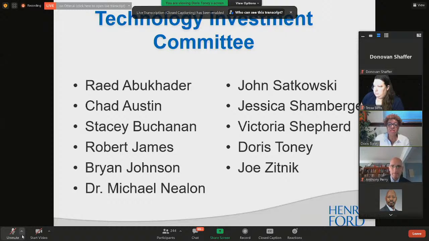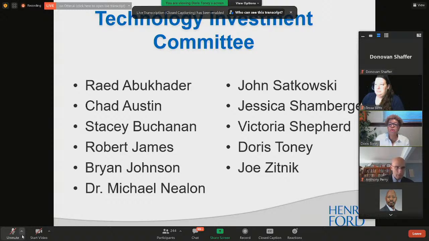These are the members that serve on the Technology Investment Committee. Raid, everybody knows him. Chad Austin, Stacy Buchanan, Bob James, who has served as the chair for a number of years, and he has been just a tremendous support and help to me when I stepped in last year to chair this committee, and he continues to serve. Brian Johnson, Dr. Nealon, John Sikowski, our newest member, Jessica Schaumburger, Victoria Shepard, and Joe Zitney.